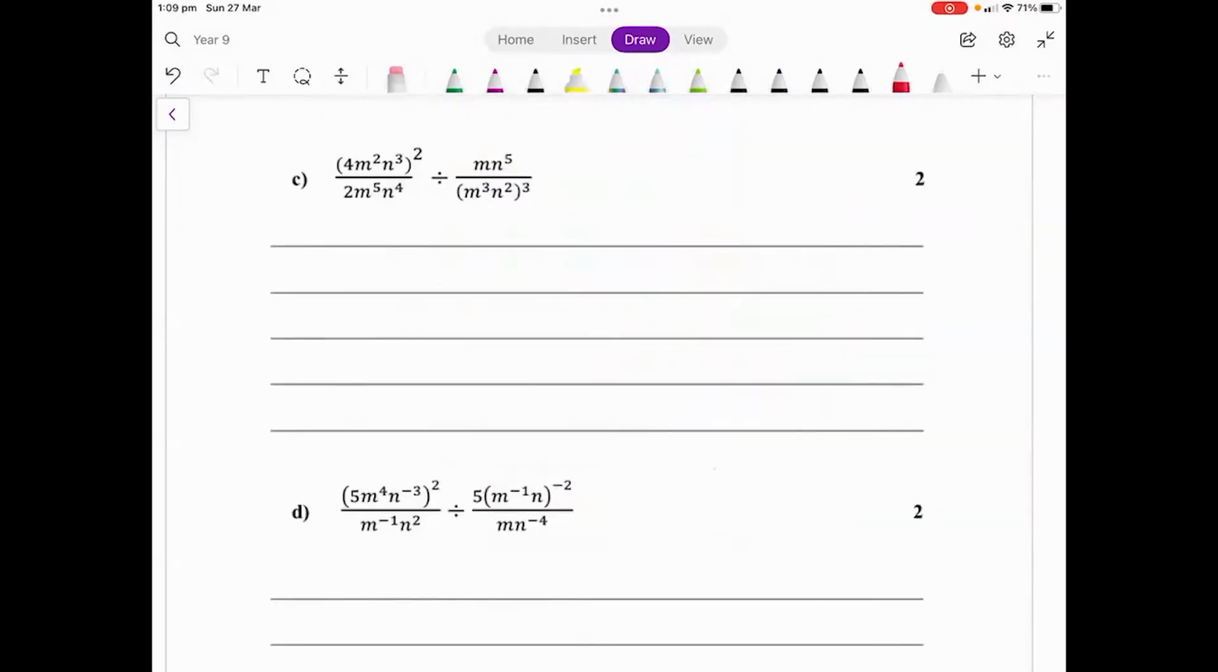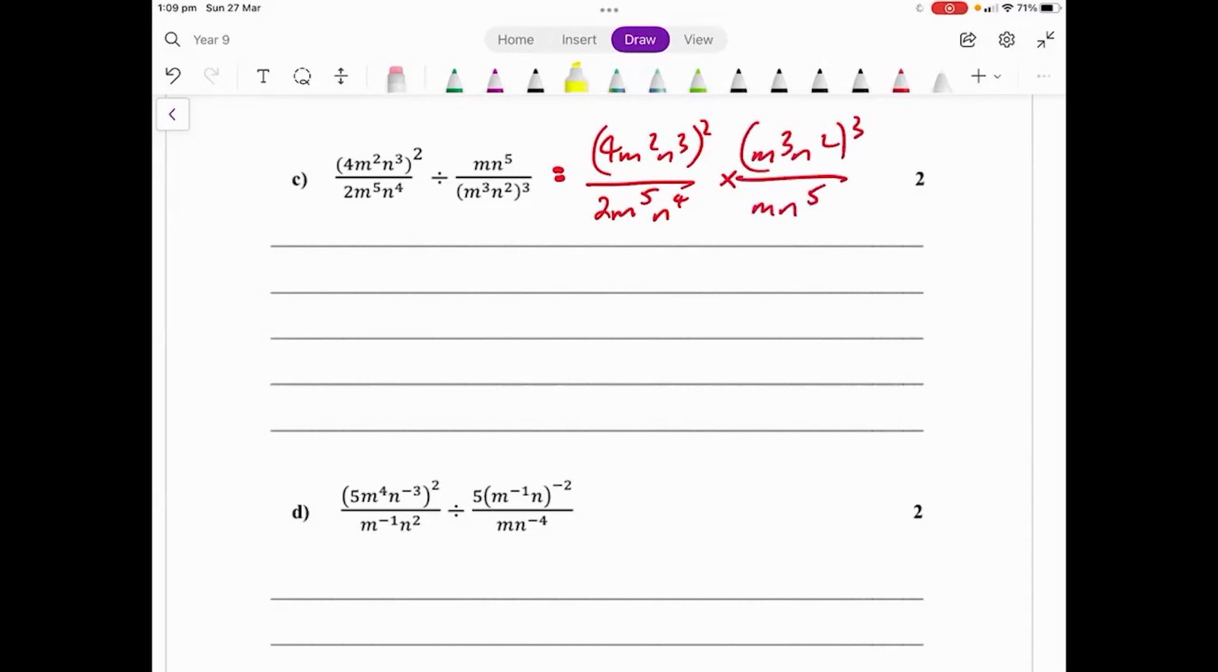Question C, I need to use KCF first. So I keep the first fraction, I change the division to a multiplication, and I flip my second fraction upside down. That's all I do for the first step. Then I need to expand those brackets. So that first bracket, 4 squared becomes 16. I multiply the powers. That gets me m to the power of 4, n to the power of 6. For the second set of brackets, I multiply the powers again. That gets me m to the power of 9, n to the power of 6.